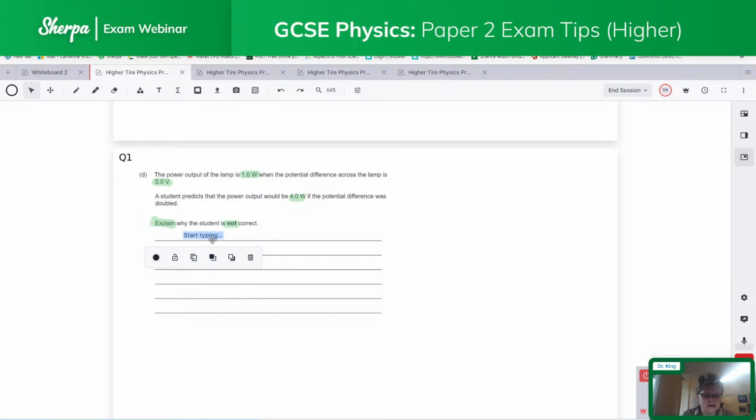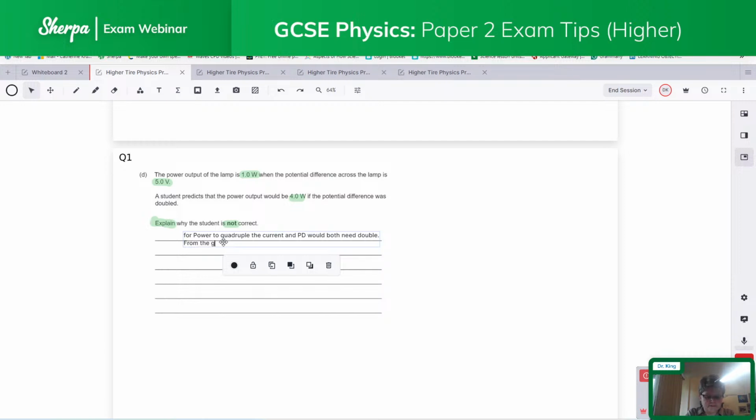So how to write this down? Explain why it's not correct. For power to quadruple, the current and potential difference would both need to double. That's the first statement.